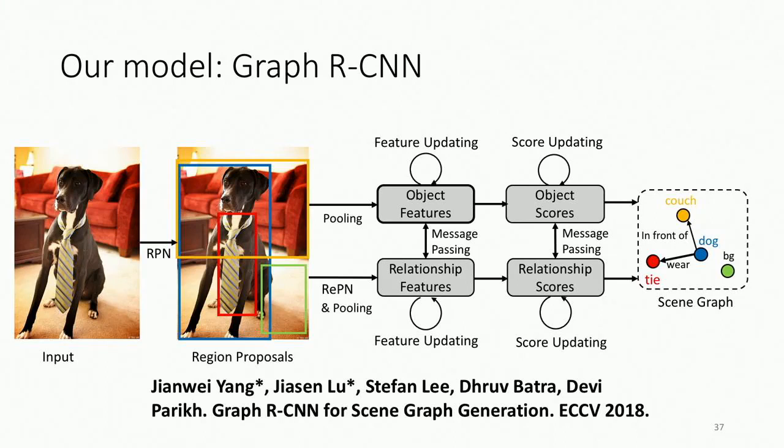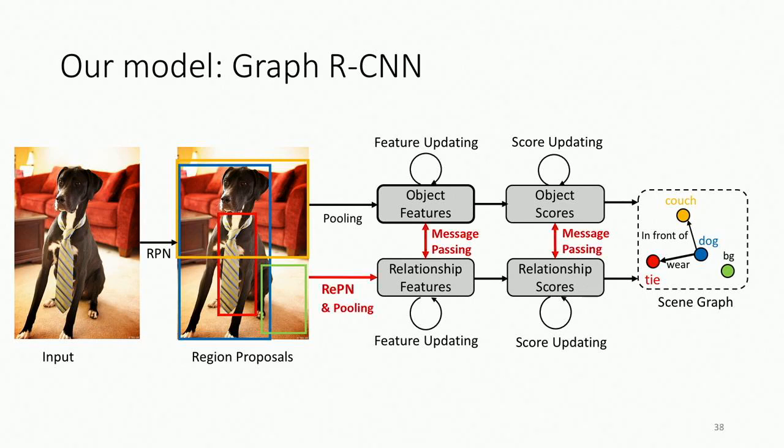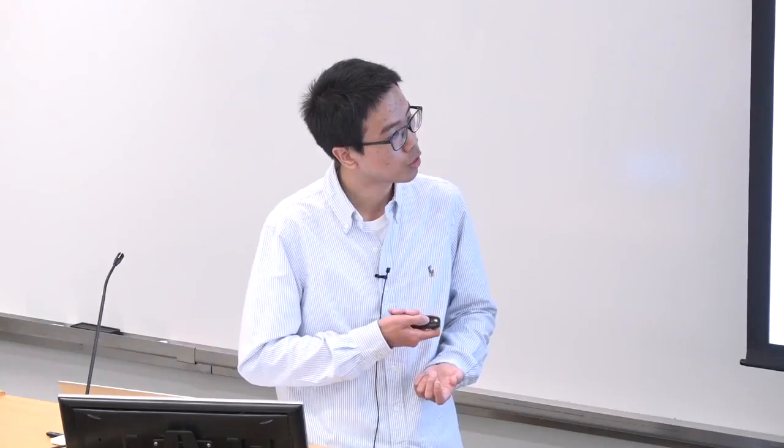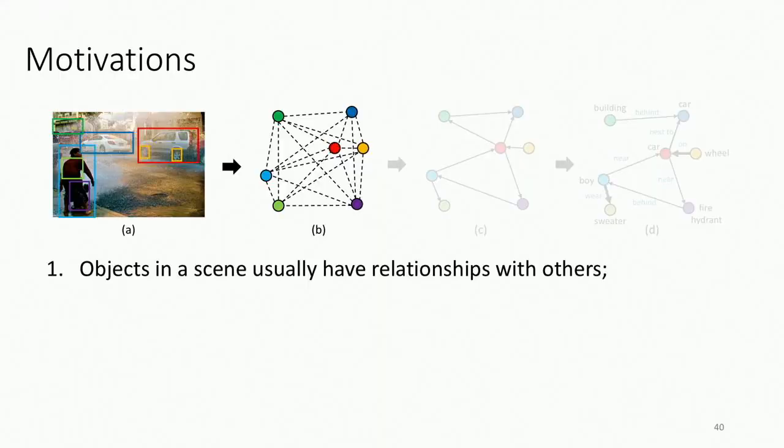So in our model, actually, we have two new parts. The first part is that we do the message passing on top of the feature level and also the score level. And also, we add a relation proposal network here to extract more reasonable relationship pairs from the whole candidate pool. So the motivation behind this model is, first, objects in the scene usually have relationships with others.